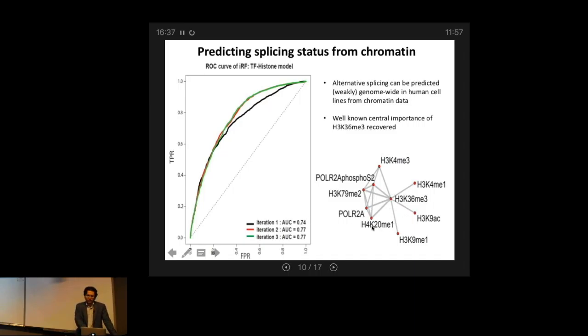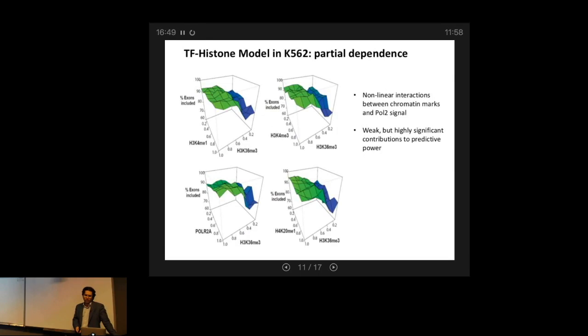I'm showing here. This is a depiction of how our various chromatin-based predictors are interrelated. But you see that H3K36me3 is not acting alone. It's interdependent with lots of other chromatin marks, and most of those interdependencies are nonlinear. Here's a visualization of some of those interdependencies, where on the x-axis we have the quantitative level from ChIP-seq experiments of various chromatin marks, and then on the y-axis you have the likelihood that a given exon will be included.